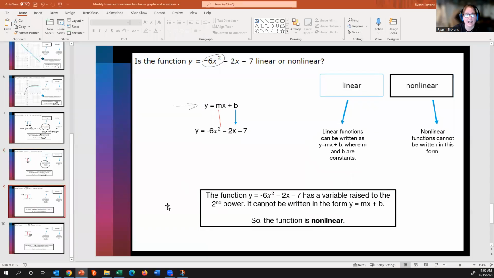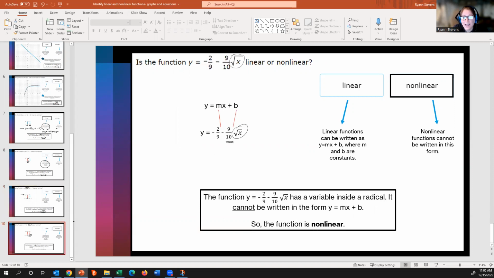So the next example we have is the equation y equals negative 6x squared, okay, so we have this exponent here, minus 2x minus 7. When we look at whether we can write this in y equals mx plus b format, again, we have this variable, this exponent. This variable is raised to the second power. And since we have this exponent attached to the variable, that means this is not going to be able to be written in y equals mx plus b format. So we would determine that this is an example of a nonlinear function.